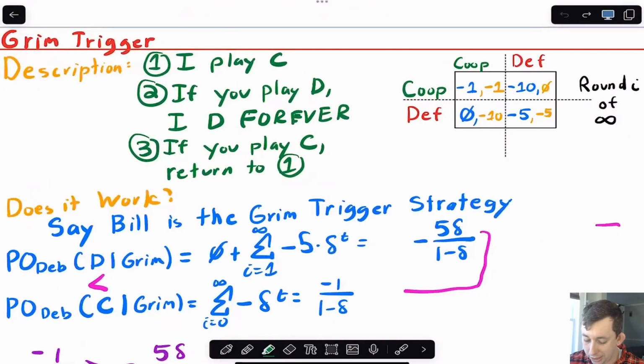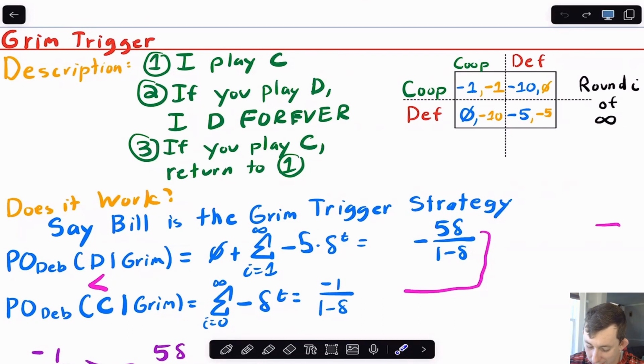Here's the Grim Trigger strategy. I'm going to cooperate, but if you defect on me, then I'm going to defect on you forever. But if you play Cooperate, return to 1, and I'm going to play Cooperate in the next round. Notice that I'm really using the broad definition of what a strategy is, because I'm not saying I definitely play this or that. This is a strategy that I follow in each round into the next round, but it is still a strategy, and if this strategy is my best response to the other person's strategy, then this is going to be a subgame perfect Nash equilibrium. So what we're trying to show is that both people playing a Grim Trigger is in fact a subgame perfect Nash equilibrium.